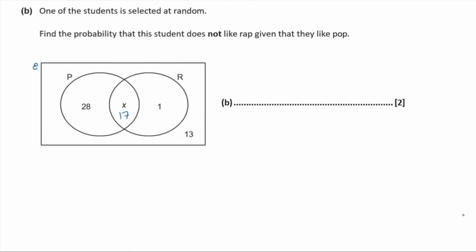Part B, one of the students is selected at random. Find the probability that the student does not like rap given that they like pop. Okay, right, now this is a conditional probability question. We are given that they like pop, which means we are selecting from this area only and not the whole Venn diagram. So given that they like pop, what is the probability that they don't like rap? Well, the people who don't like rap are those people in there, aren't they? The people who like pop and don't like rap.